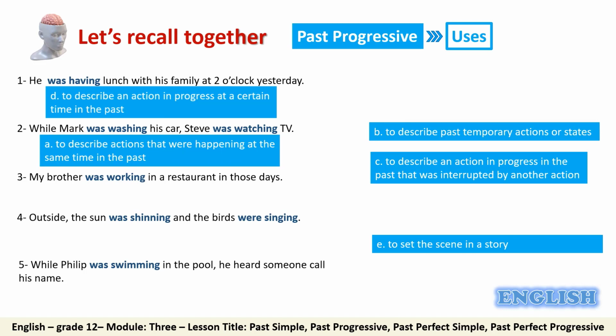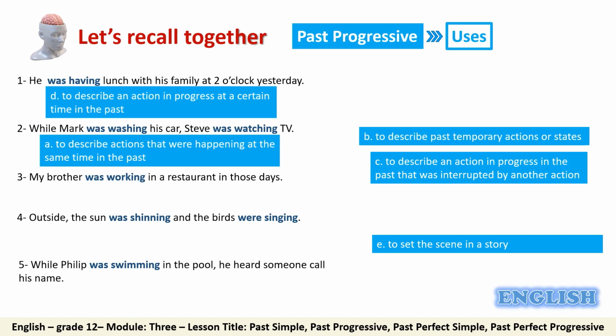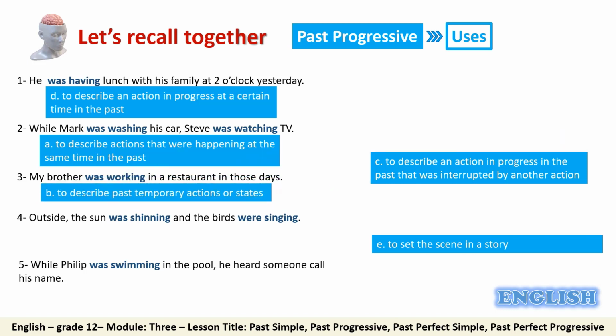Next, sentence 3. For this sentence, the past progressive shows what? Very good. That past actions or past states were temporary. Can you remind me of the meaning of temporary? Of course, it means lasting for a short period of time.